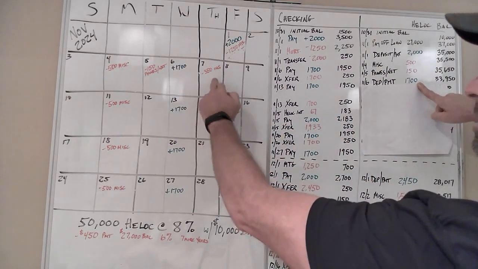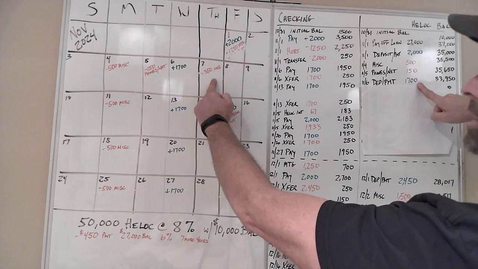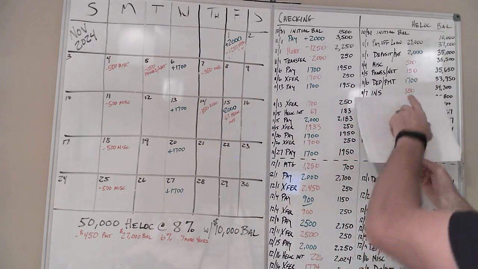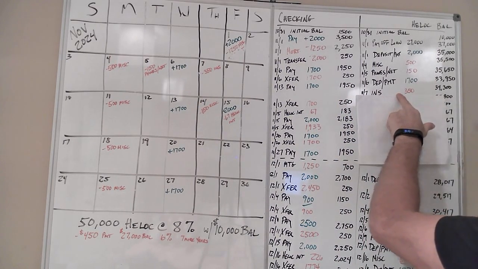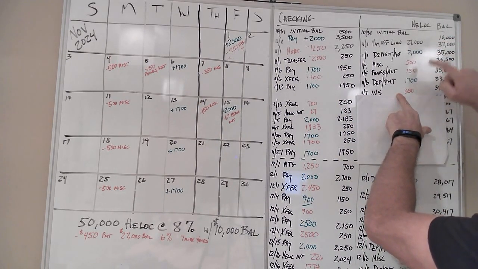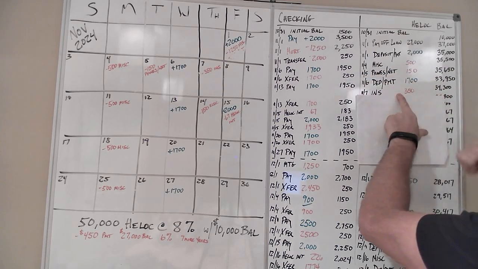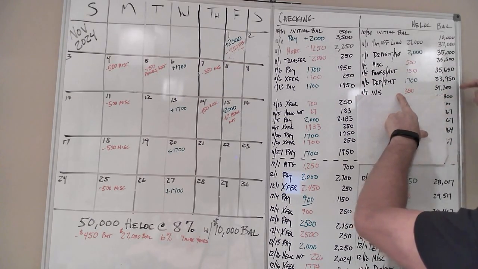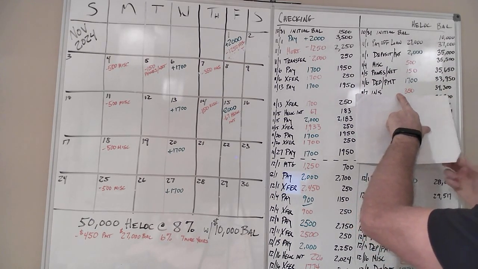Okay, so right here we got $350 insurance bill comes out on the 7th. So come down on the 7th and put that on your debit card again, going towards your HELOC, because remember, we put all of our income is going straight into our line of credit. We're only holding a $250 balance over here, so pay that directly from your line of credit. Brings that balance down to $34,300.